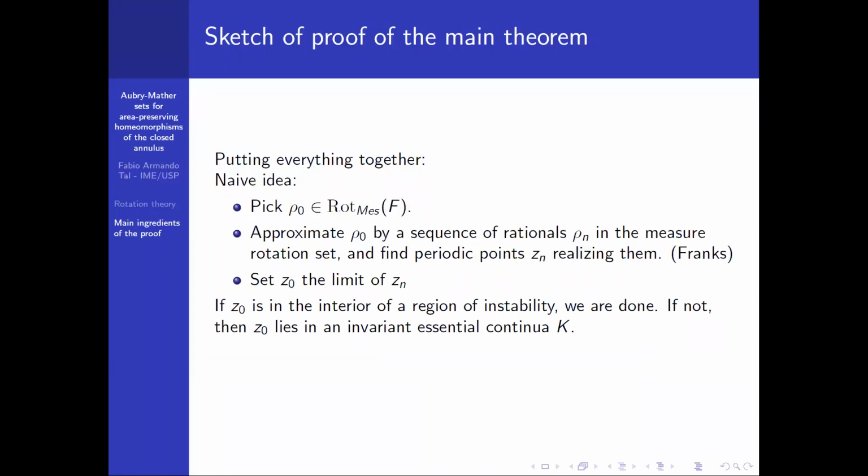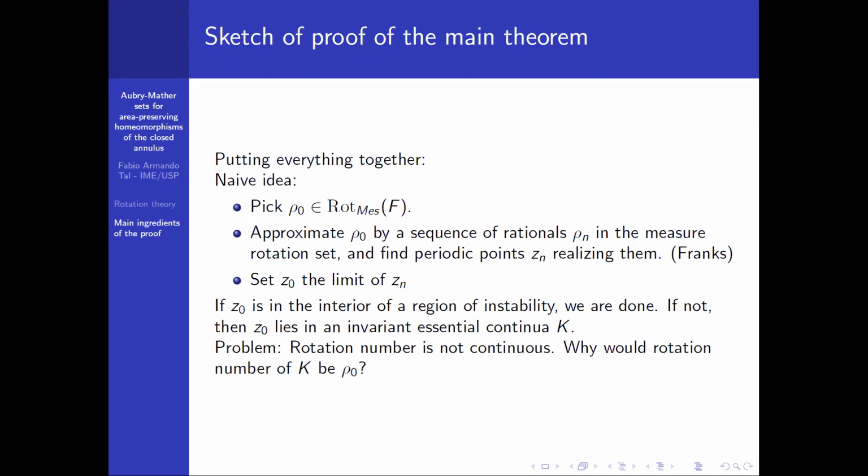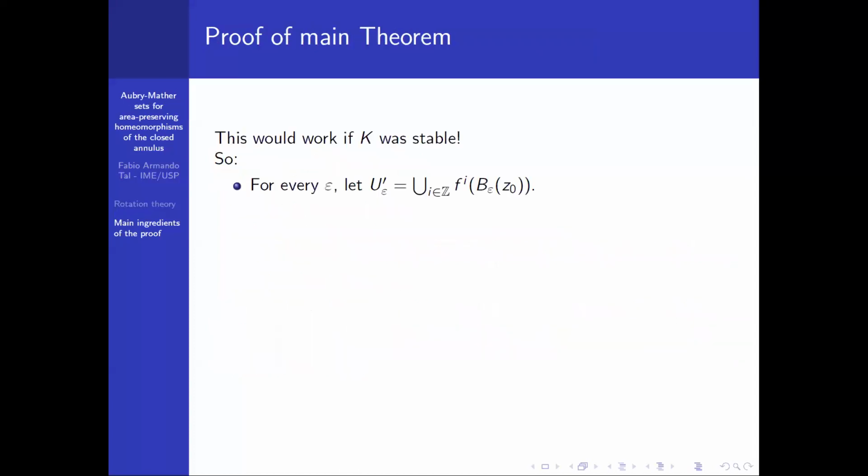If not, then this point must lie in an invariant essential continuum. It's either in a region of instability or in the boundary of a region of instability. And then you expect the rotation set of the boundary to be rho 0. But again, the problem is that the rotation number is not continuous, so this invariant set which separates the plane does not need to have the same rotation. So here's where you have to work a little bit more.